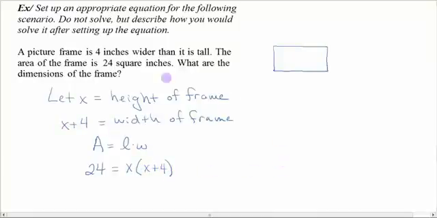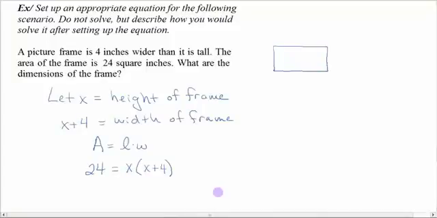Okay. And it says do not solve, but describe how you would solve it after setting up the equation. We did set it up. It's perfect. Now, if we're going to solve this, I might multiply this out. I get x times x is x squared. That tells me I'm going to have to use the zero product property. So I'm going to have to get a 0 on one side. I need to multiply this out and get everything put together with like terms, and then factor that entire side.